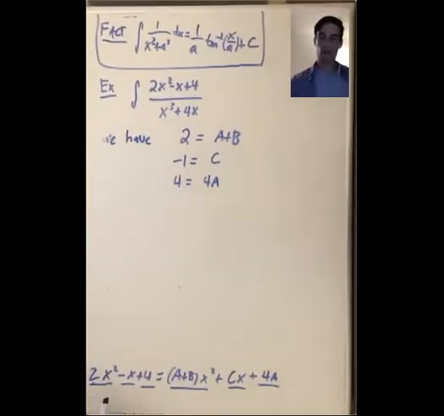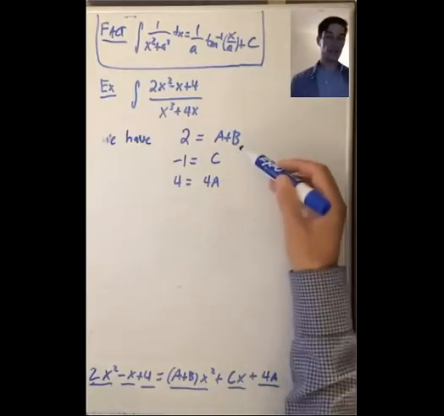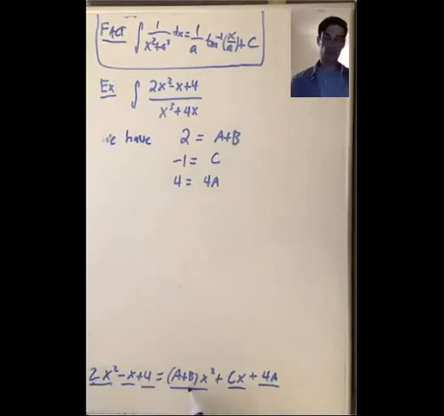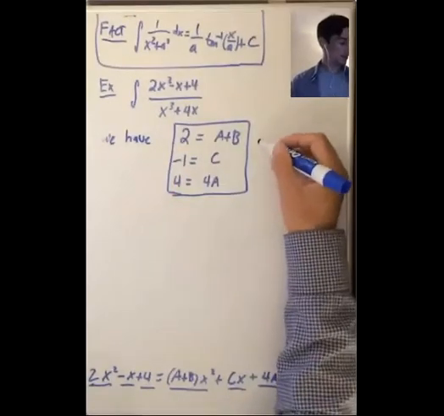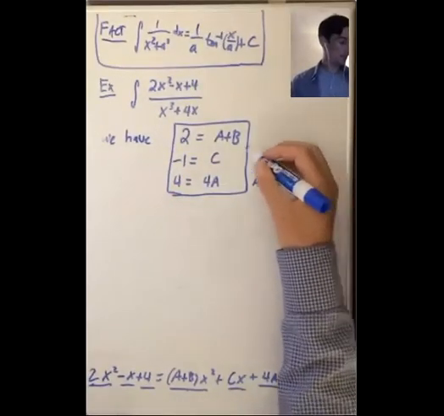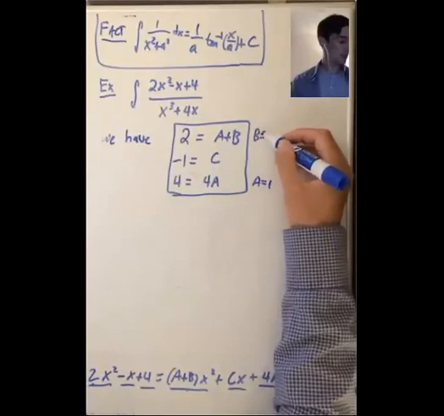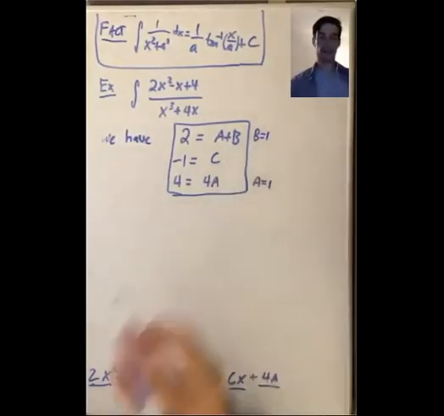Our goal was to solve for a, b, and c using this expression that 2x squared minus x plus 4 equals a plus bx squared plus cx plus 4a. That gives us three equations. 2 equals a plus b. -1, the -1x equals c. And 4 equals 4a. These equations are quite easy to solve. We see that a equals 1. So if a equals 1, b also equals 1, and c equals -1.